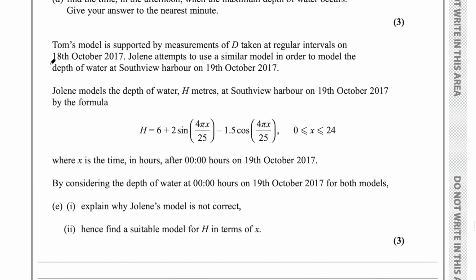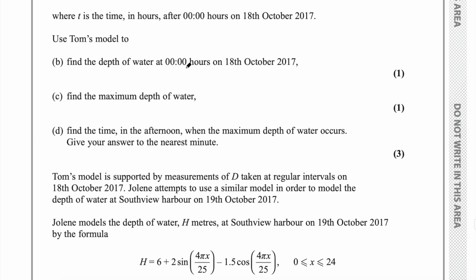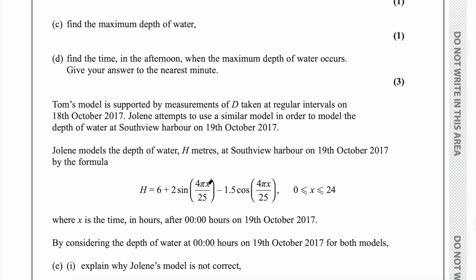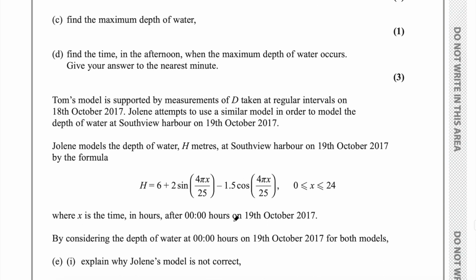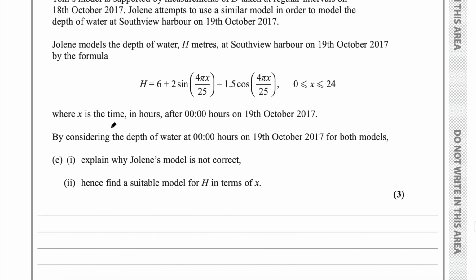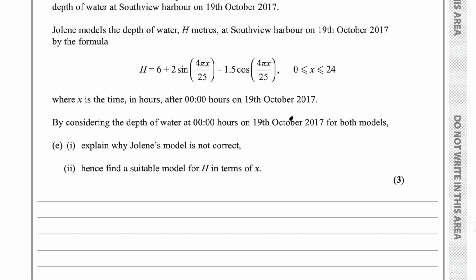Yes. All right, so part E says Tom's model is supported by measurements of D taken at regular intervals on the 18th of October 2017. Jolene attempts to use a similar model in order to model the depth of water at Southview Harbour on the 19th of October 2017. Jolene models the depth of water h meters at Southview Harbour on the 19th of October 2017 by the formula h equals 6 plus 2 sine 4 pi x on 25 take 1.5 cosine 4 pi x on 25, where x is between 0 and 24. So you can see she's just taken Tom's model and replaced t with x, and she's measuring it at the same place, Southview Harbour. So where x is the time in hours after midnight on the 19th of October.